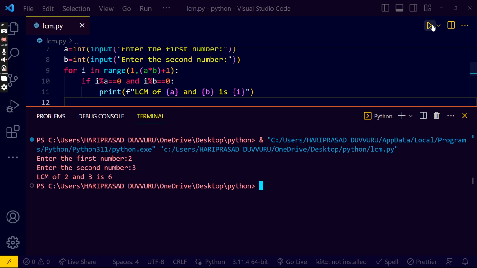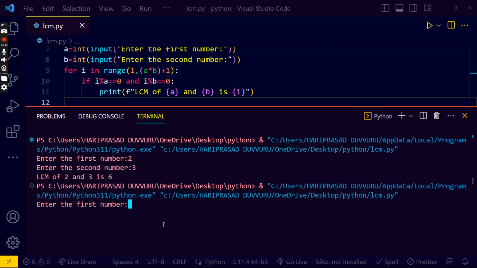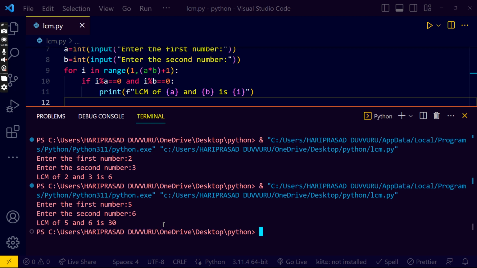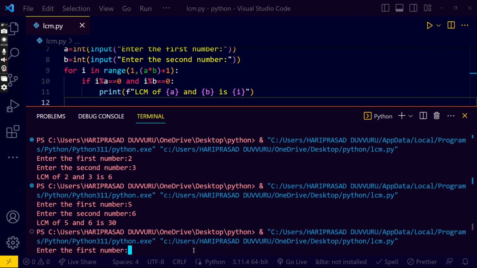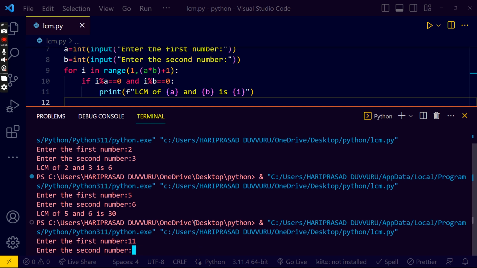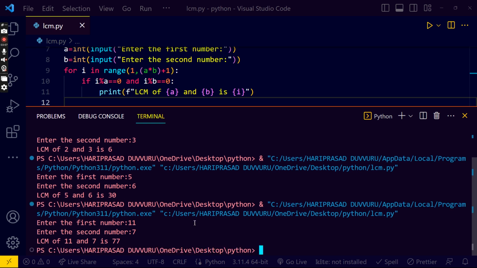Once again, we'll use some other different numbers so that you can understand easily. 5 and 6. What is the LCM? I think it is 30, right? See, 30. Let us use some other numbers like 11 and 7. This code works perfectly.